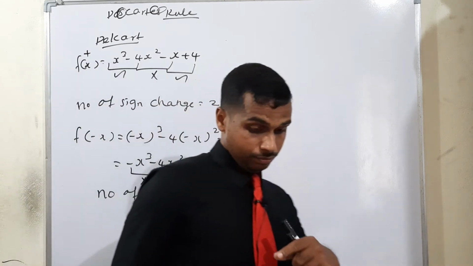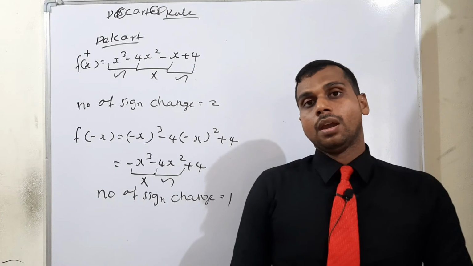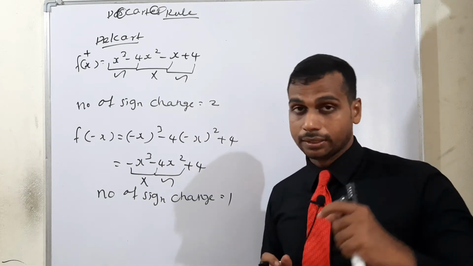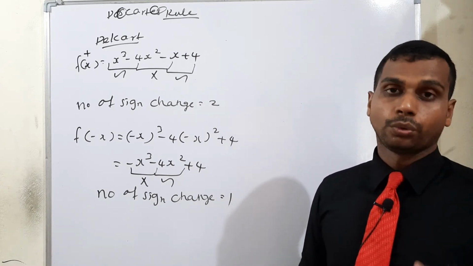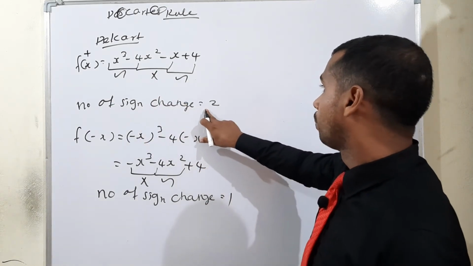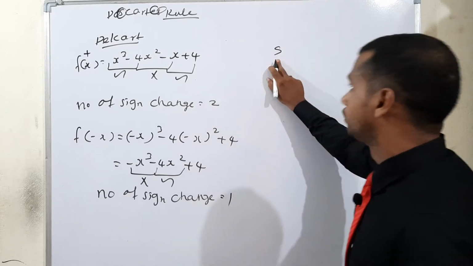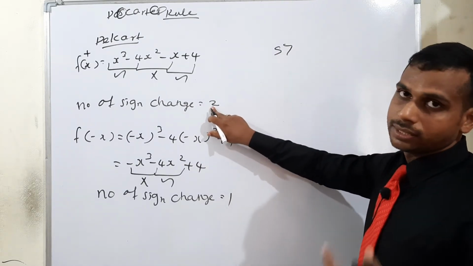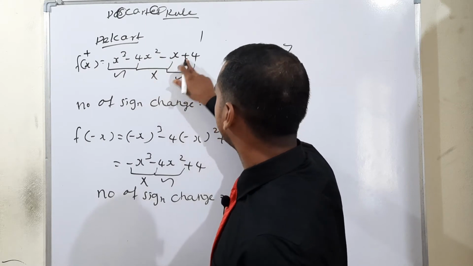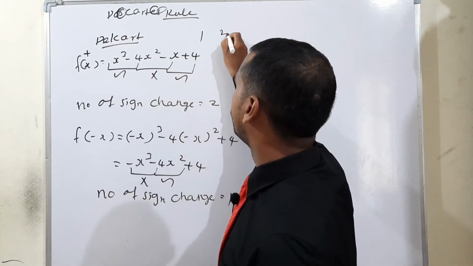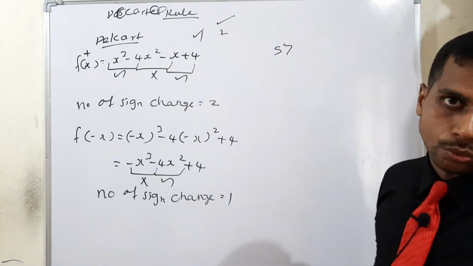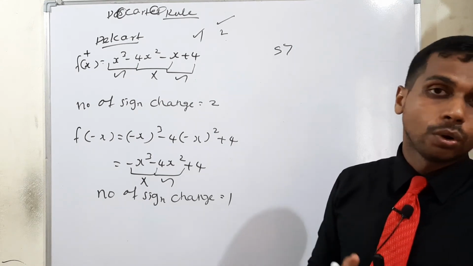One of the important things is the Descartes rule theorem statement: the number of positive roots cannot be more than the number of sign changes. Here the number of sign changes is 2, so definitely the number of positive roots cannot be more than 2. Look, starting with plus, 1 is there. This is negative, we can neglect it. The last one is positive, so only 2 are possible, not more than 2. The theorem states the number of positive roots cannot be more than the number of sign changes.